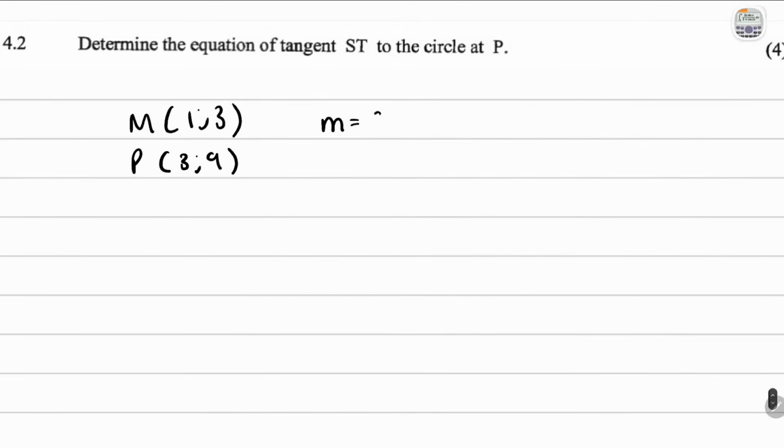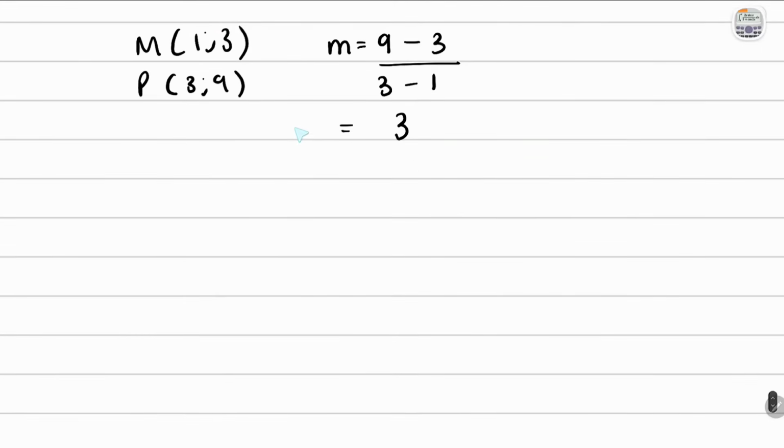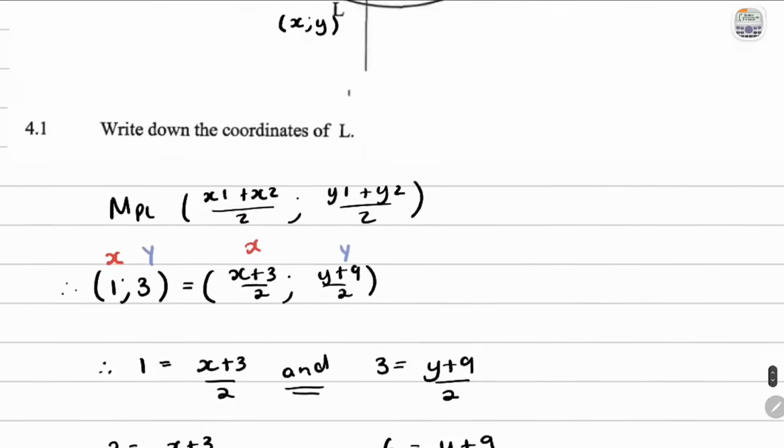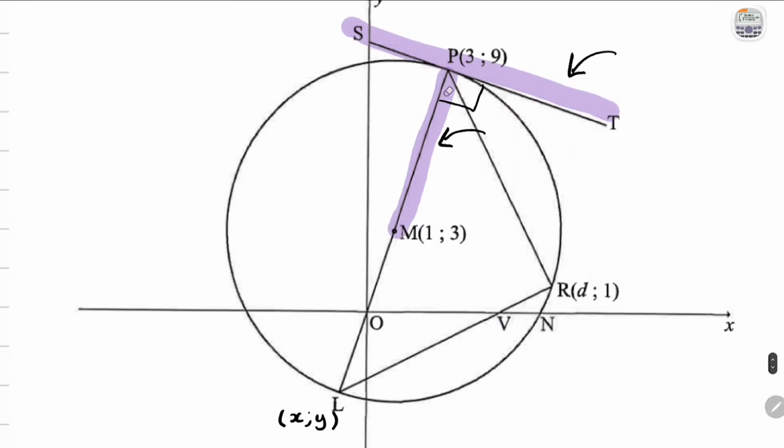So we're going to just say 9 minus 3 over 3 minus 1, which is 6 over 2, which gives you 3. 6 divided by 2 is 3. So the gradient of that line is 3, right? The gradient of the radius is 3.